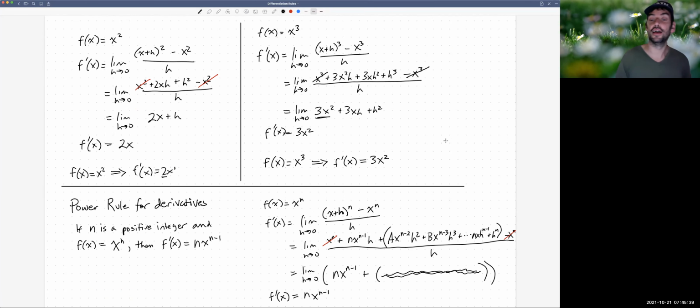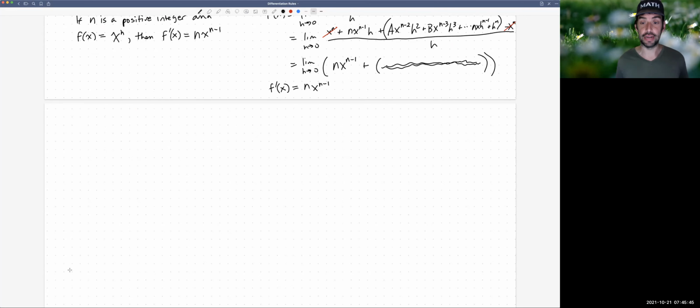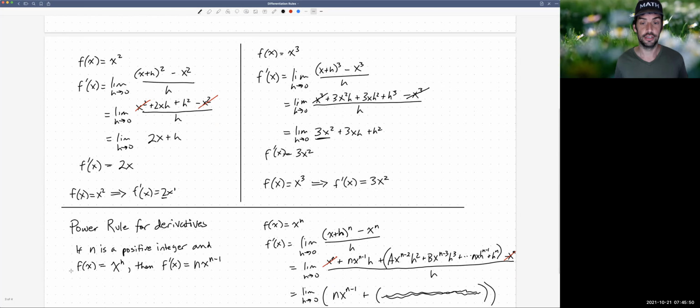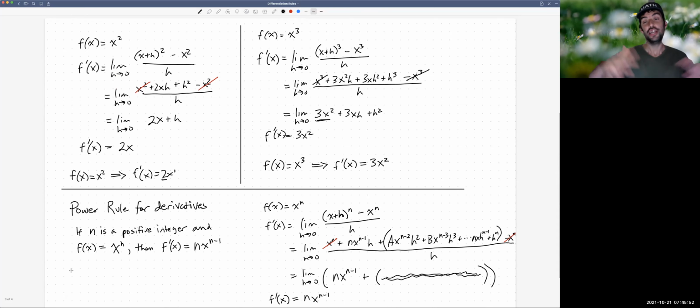This is the formula we end up with, right? This power rule for derivatives. This is great because, as you saw when I took these two limits of x squared and x cubed, you have to expand these things, and even by x cubed, it's already getting pretty tedious.